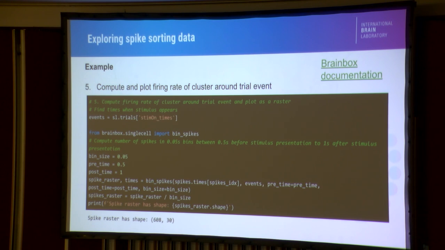What this binSpike function does is that you can define a time before and after your event of interest. Here it's 0.5 seconds before and 1 second after the stim on time in our case. We want to count the number of spikes within small bins, 0.05 seconds here, across this time window that we've just defined around our event of interest. So we get what we call a spike raster, which is the number of spikes counted in all of these bins. Because we're interested in displaying this in firing rate, we simply divide this by the bin size.